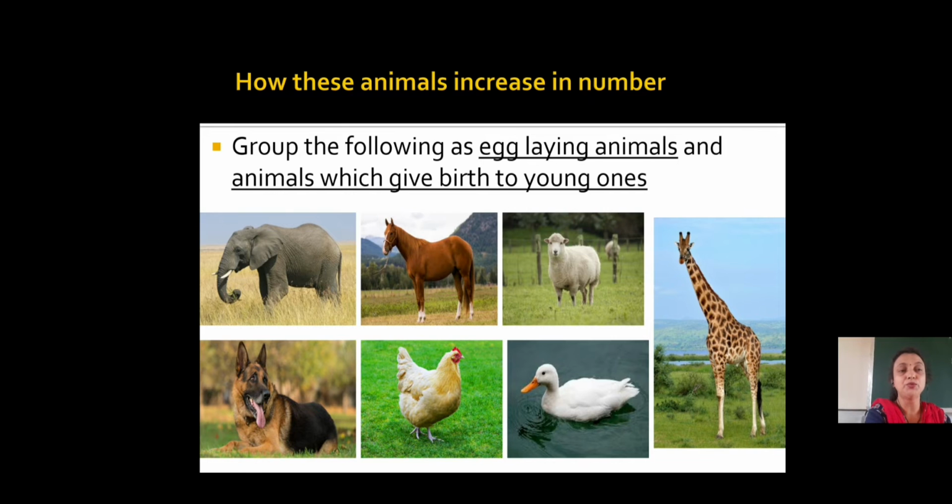Now you have to tell me, you have to group the following animals as which animal gives birth to the young ones and which animal lays eggs. Now see, we have an elephant on the screen. So what does the elephant have on the skin? It has small hair on the skin, and you can also see the ears of the elephant.